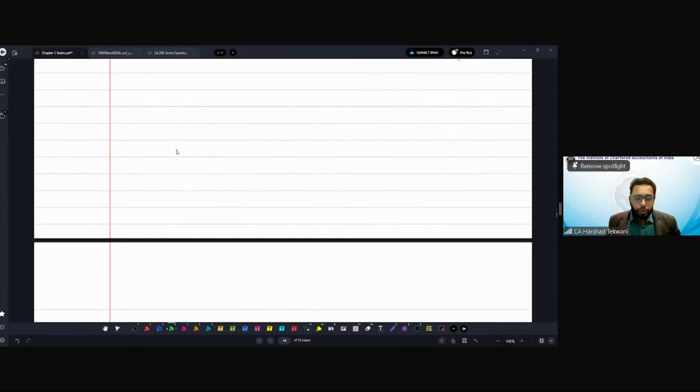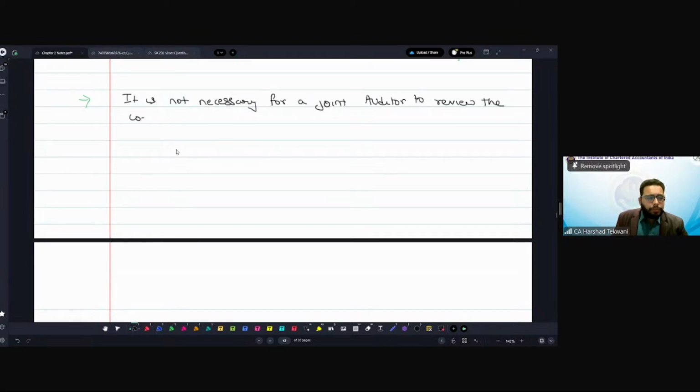So it is not required, or it is not necessary, for one joint auditor to review the work performed by another joint auditor. Simple, it is not necessary.